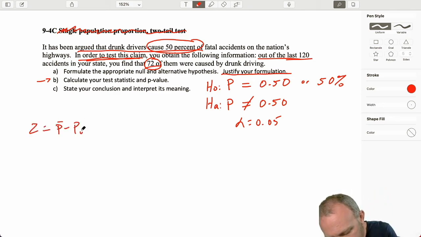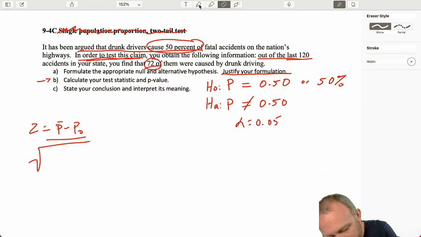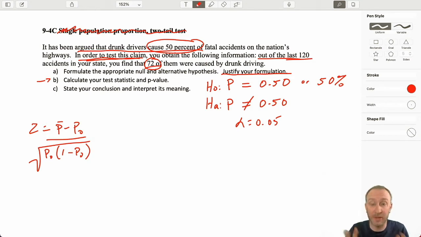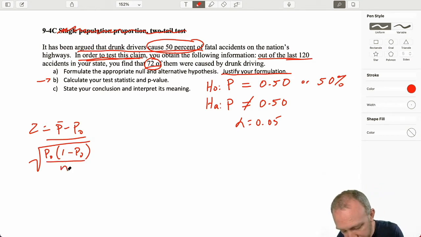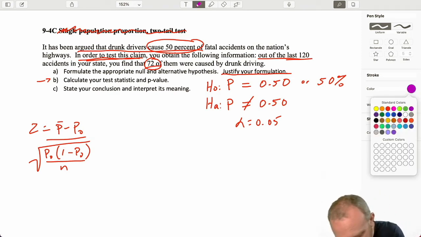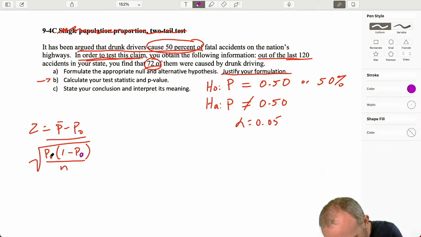And so here's what that formula looks like. Oops, there's a mistake. In that standard error, again, we operate under the assumption that the null is true unless we have evidence to show otherwise. So in that test statistic, I'm using the hypothesized value, right? There's the assumption that the null is true. Okay, next step, we'll just put in our numbers.